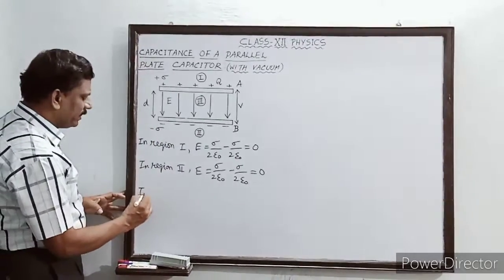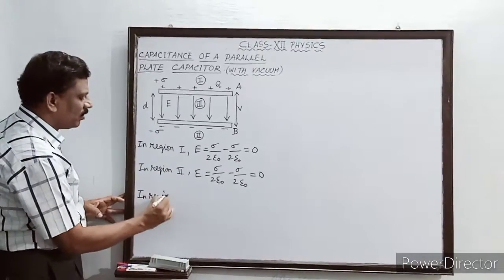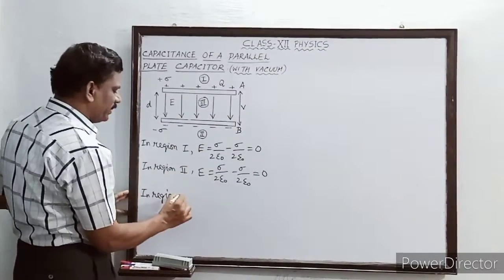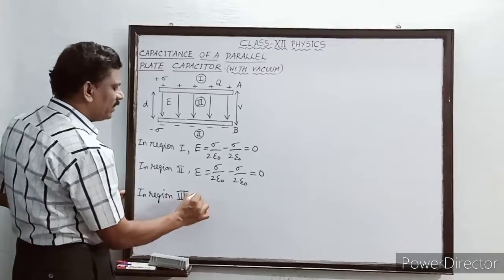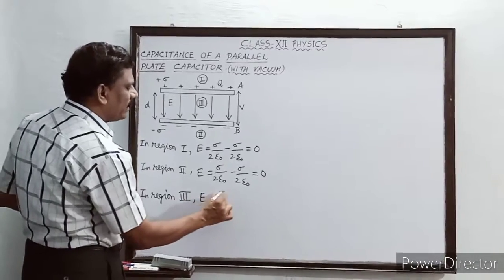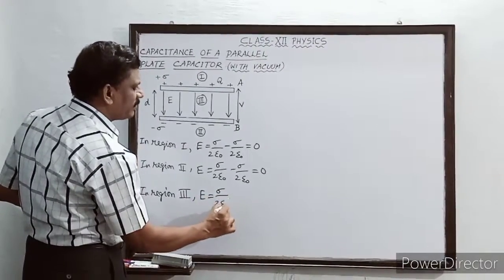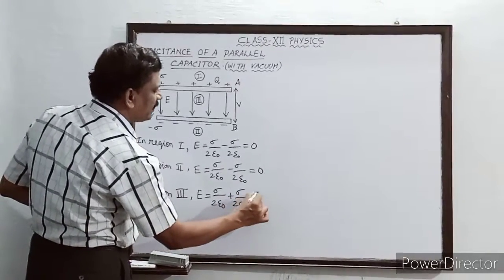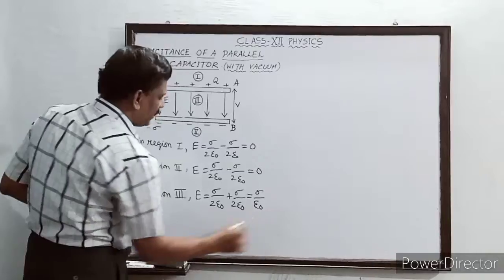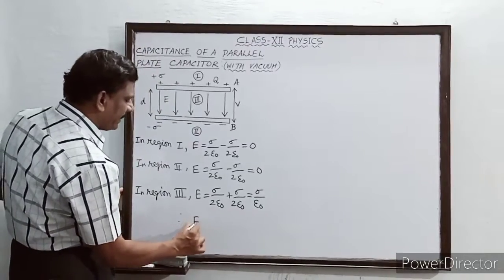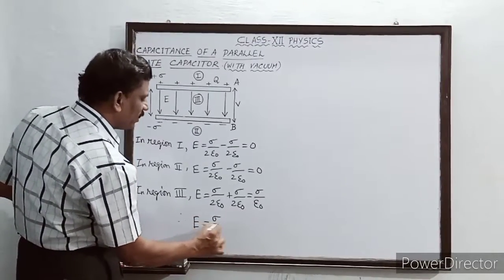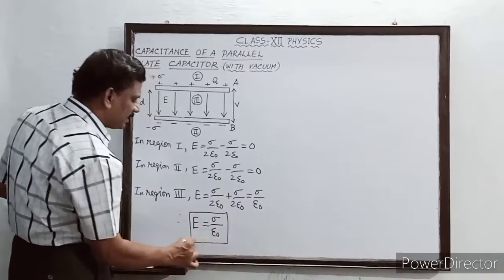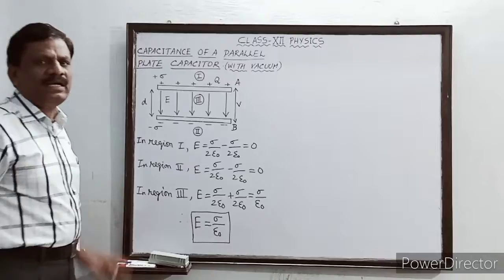Now only in region 3. Where is region 3? In between the two plates A and B. So in region 3, the electric field will be sigma by 2 epsilon naught plus sigma by 2 epsilon naught, and that is equal to sigma by epsilon naught. Therefore, the electric field E is equal to sigma by epsilon naught. So this is the expression for the electric field.